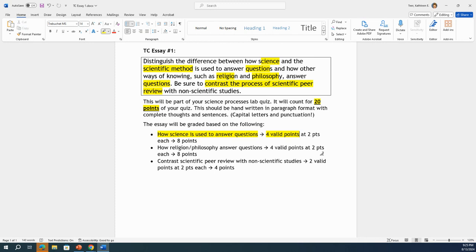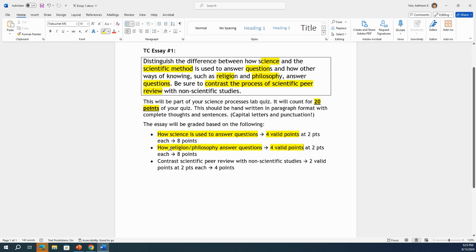Obviously more than just 2 words at a time. They should be in complete sentences and complete thoughts. But those are examples of what I mean by valid points. All right, so the next part, how does religion or philosophy answer questions? Once again, 4 valid points. A lot of these could be contrasted. So where science is testable, then religion is blank, okay?